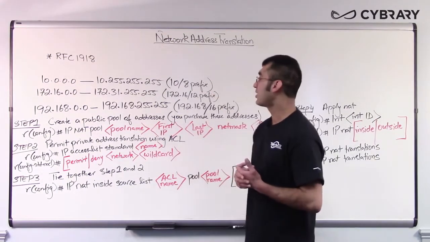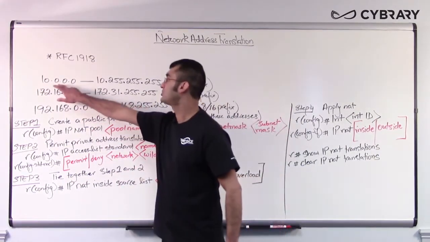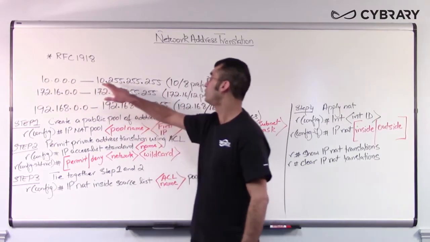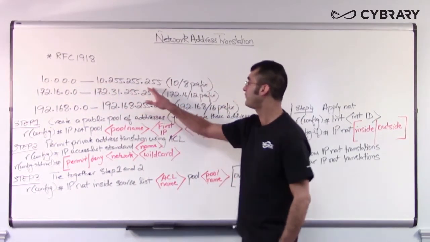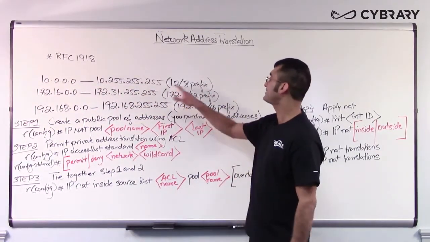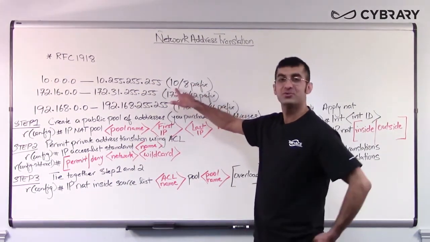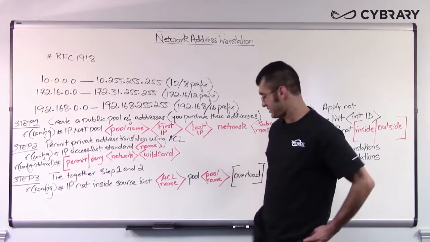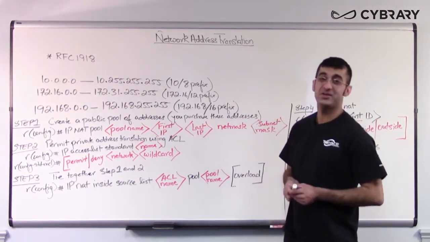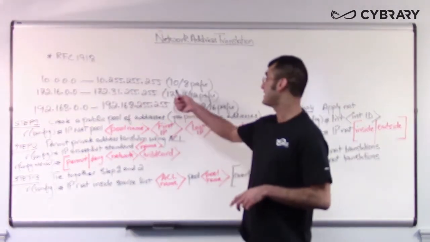Now, these addresses are the 10 range, 10.0.0.0 through 10.255.255.255, or the 10/8 prefix. Now, if you ever see addresses written like this, do not get confused. It's simply a lazier way of expressing the 10 network.